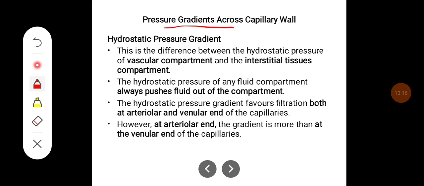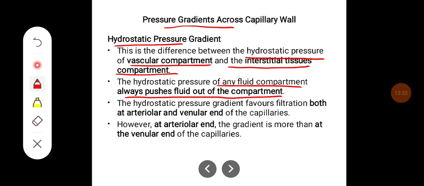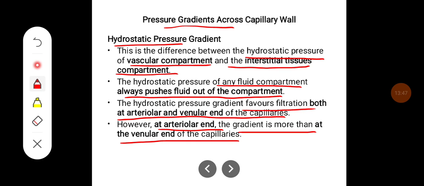The pressure gradients. The hydrostatic pressure gradient. This is the difference between the hydrostatic pressure of the vascular compartment and the interstitial tissue compartment. The hydrostatic pressure of any fluid compartment always pushes the fluid out of the compartment. The hydrostatic pressure gradient favors filtration both at the arteriolar and venular end of the capillaries. However, at the arteriolar end, the gradient is more than at the venular end of the capillaries.